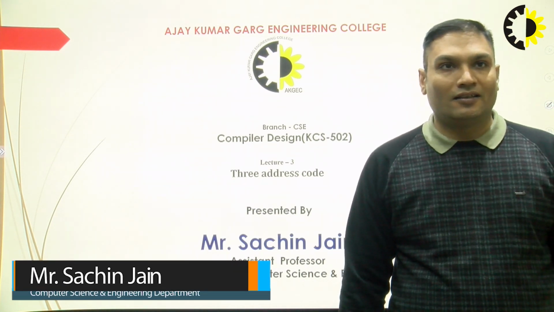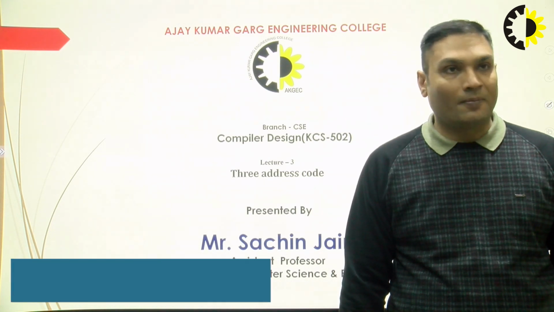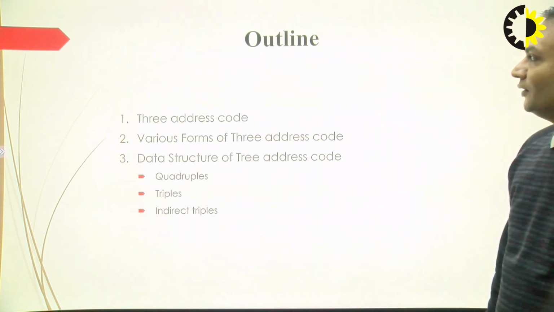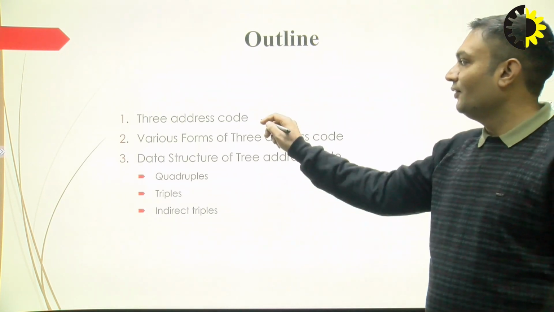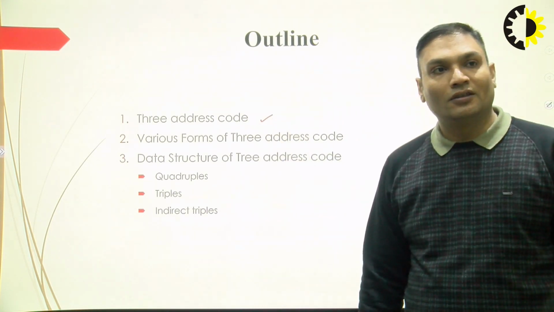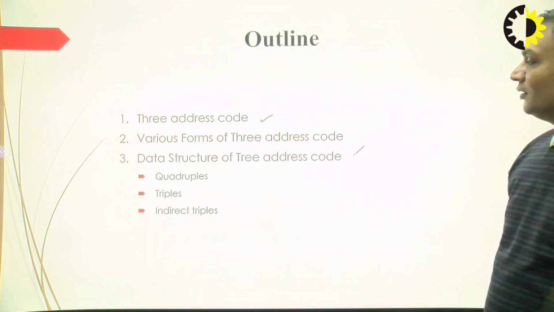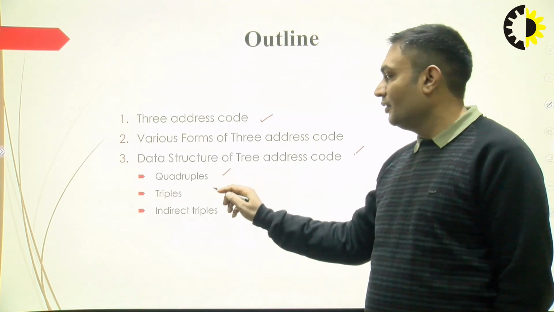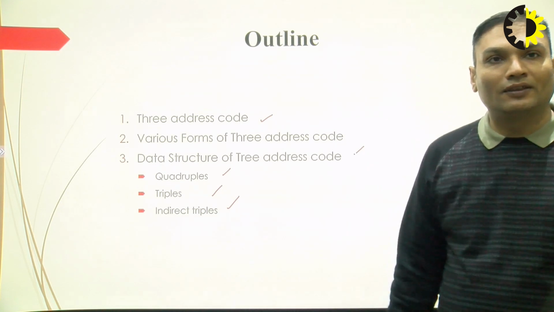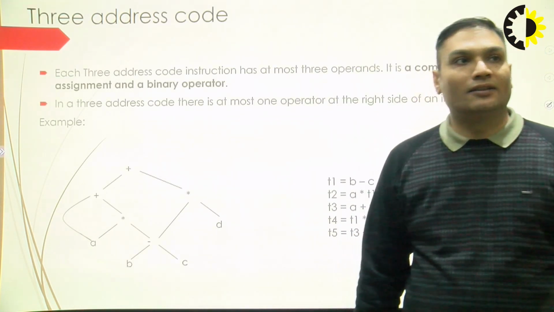Engineering. In today's lecture of compiler design, we will discuss 3-address code. So these are the outlines of the lecture. Firstly, we will discuss 3-address code. Second, various forms of 3-address code and data structures of 3-address code, that are quadruple, triple and indirect triple. So all these topics we will discuss with the help of some examples. So let's start with 3-address code.